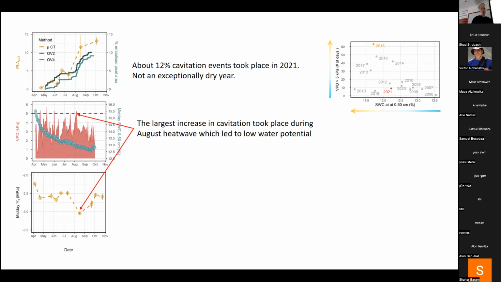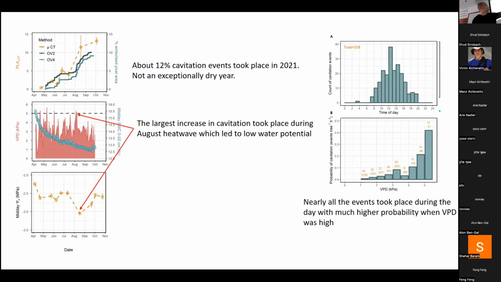Because this is, by the way, the first observation ever of cavitation through time. No one knew when it takes place. People measured it before a heat wave and after a heat wave, but no one can tell if it happened during the heat wave or in the last minute of it or something like that. So we were able to tell when cavitation events occurred. Clearly, they all happened in the middle of the day. Like 77% were between 10 and 4 o'clock, and virtually all of them were in daylight hours.